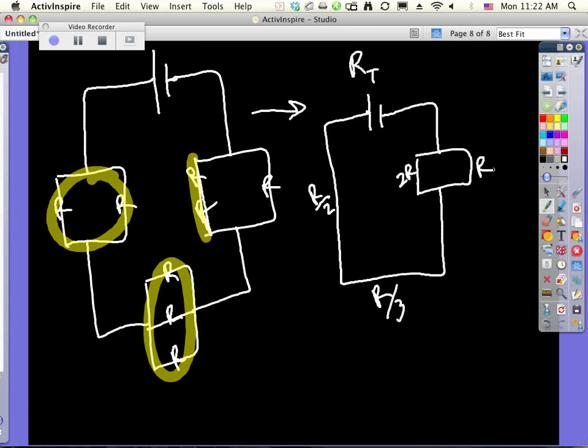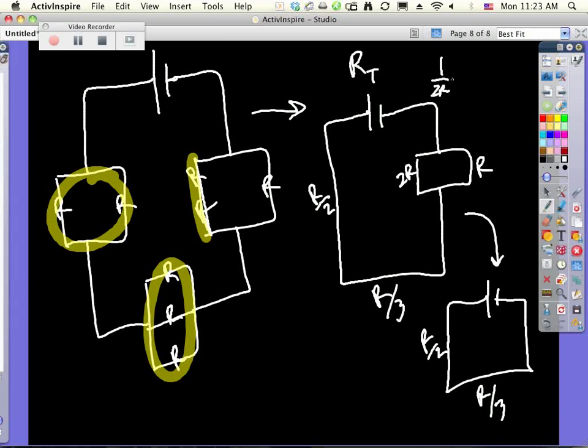All right. Once I've done that, then I do another condensation, where I put that together, right? And I'm going to get it like this. This is still r over 2. This is still r over 3. But what does this become? Well, it becomes 1 over 2r plus 1 over r. Let me do it up here. 1 over 2r plus 1 over r equals 1 over r total.